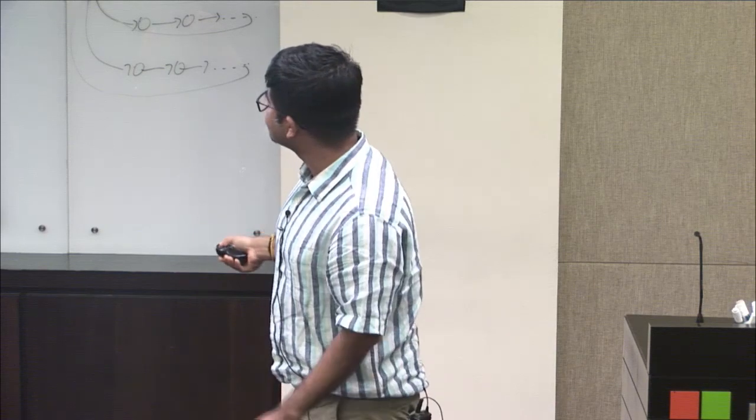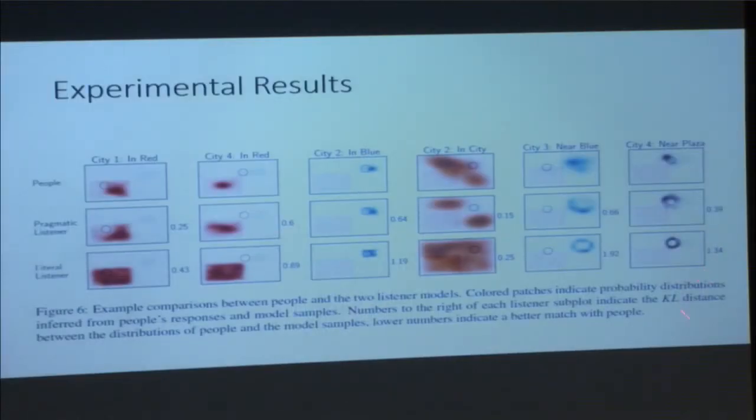Similarly, all these. So for the near thing that you were asking about, Sanket, if you see here, this is the literal listener, and there is some probability that it's inside. Yeah, if it's near blue, a lot is inside, although it's mostly on the edges. It's both inside and outside. So how you interpret near depends on that. But if you see the literal one, it's all outside. Here also, it's all outside. In the city is interesting because both the people and the models put it really on the white blocks, but here the literal listener puts it all over. So this is all good.